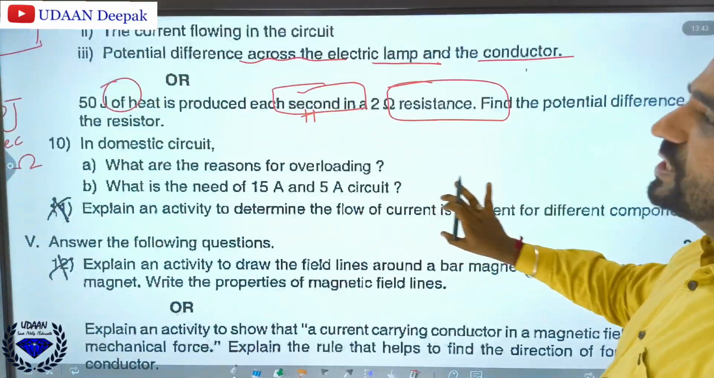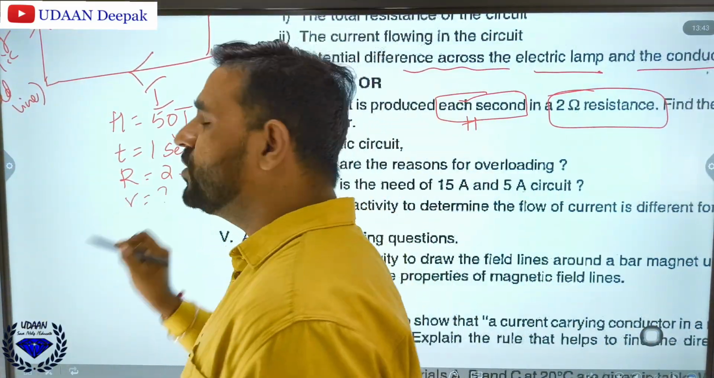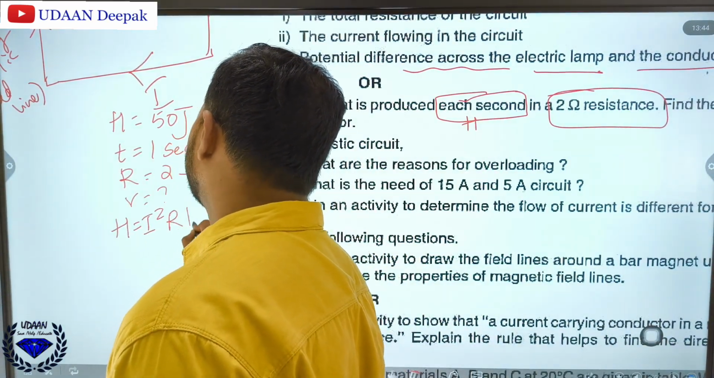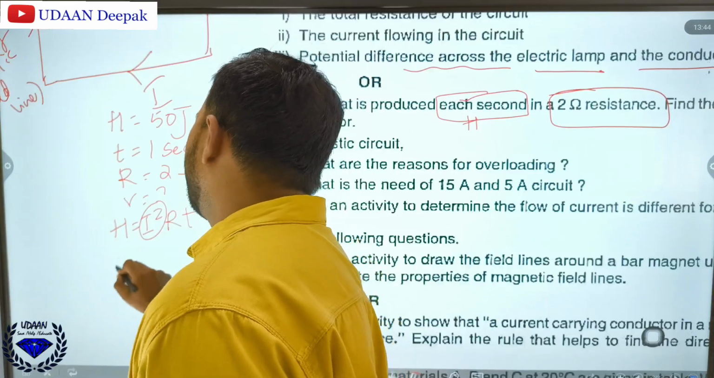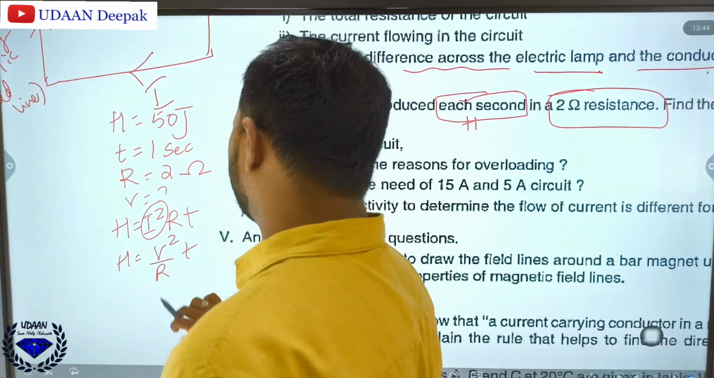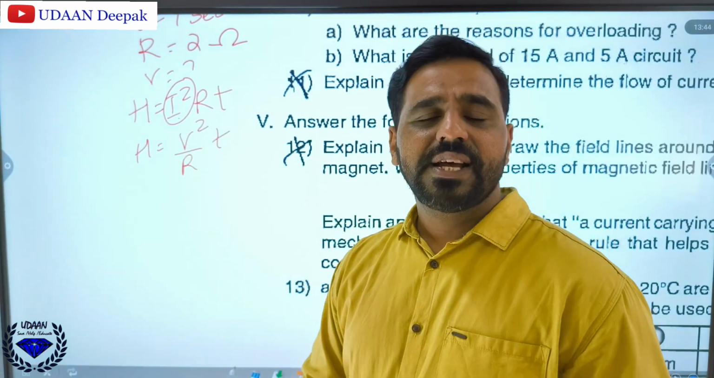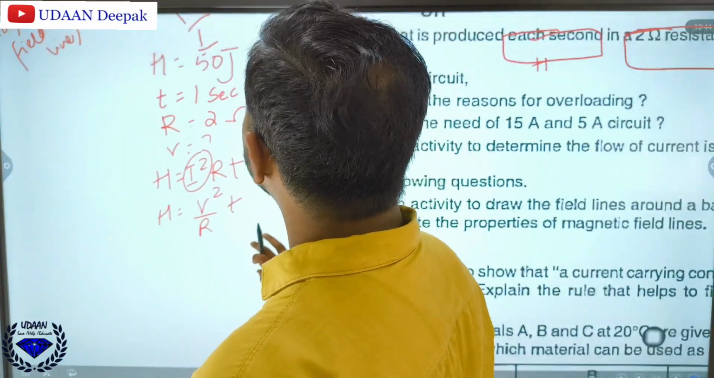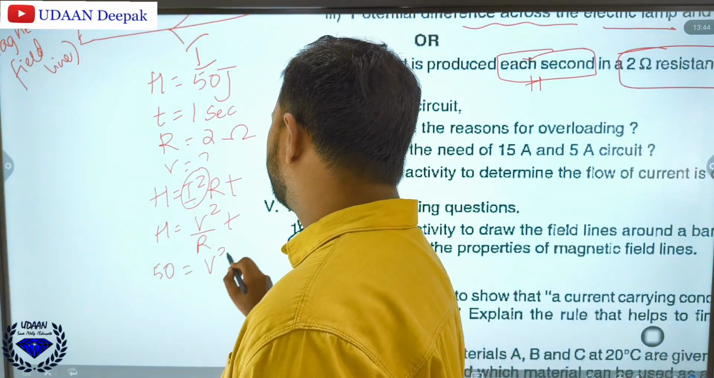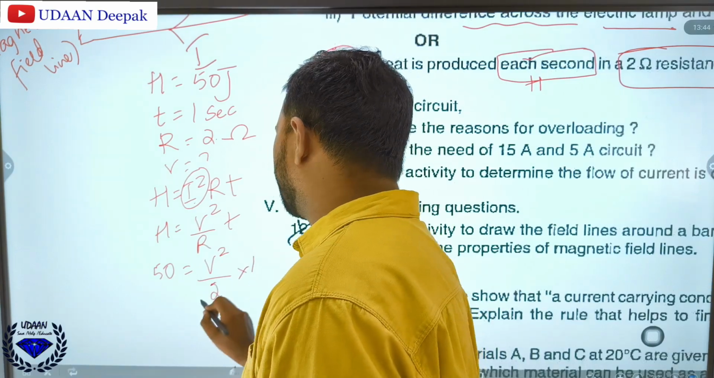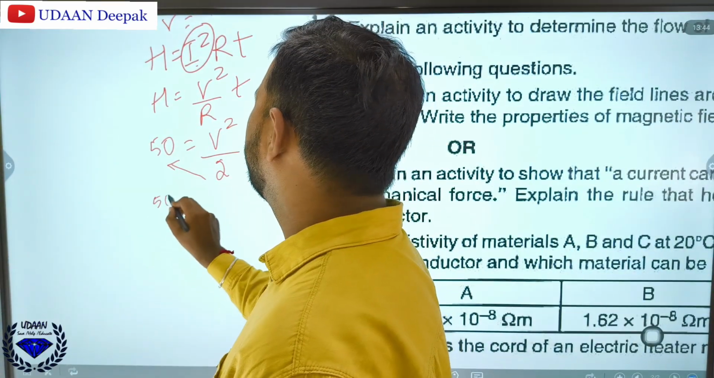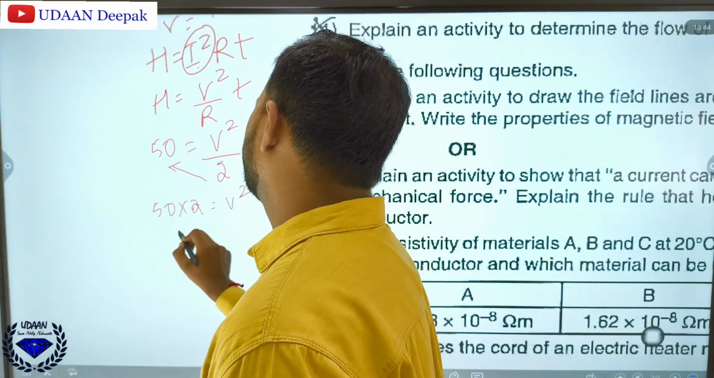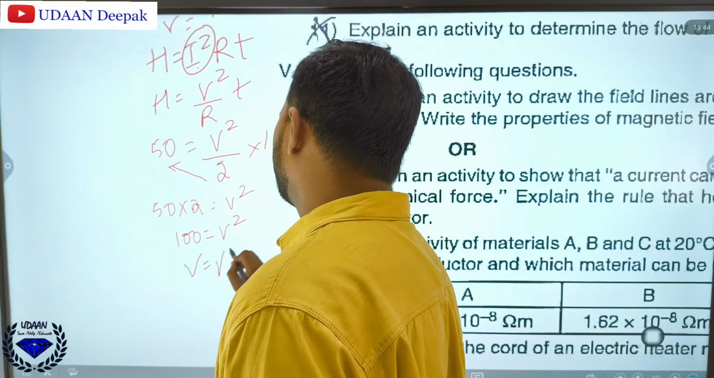Find the potential difference across the resistor, they are telling. So we have to find V. According to Joule's law of heating, what is the formula? H is equal to I square R into T. But for us I is not given. I will use the formula H is equal to V square by R into T, because I square into R is written as V square by R into T. H is 50, V square we need to find, R is 2, time is 1 second. So 50 into 2 equal to V square. 50 into 2 is 100 equal to V square. V is equal to root of 100.